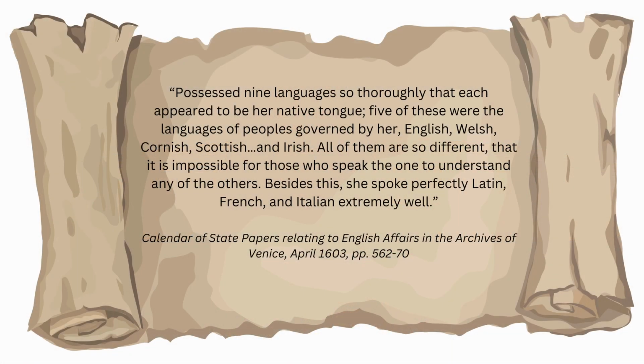To shed some light on this, here is a quote from Giovanni Carlo Scaramelli. I hope I pronounced that right, Venetian secretary in England. I do take this with a little pinch of salt, as I think there is a bit of exaggeration going on here. According to Giovanni, Elizabeth possessed 9 languages so thoroughly that each appeared to be her native tongue. 5 of these were the languages of the peoples governed by her: English, Welsh, Cornish, Scottish and Irish. All of them are so different that it is impossible for those who speak the one to understand any of the others. Besides this, she spoke perfectly Latin, French and Italian extremely well.